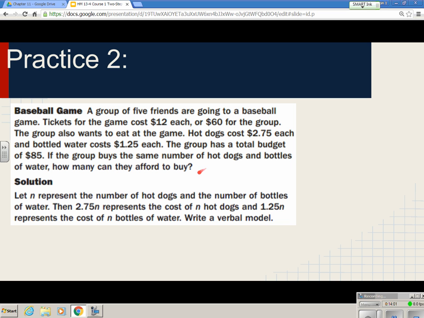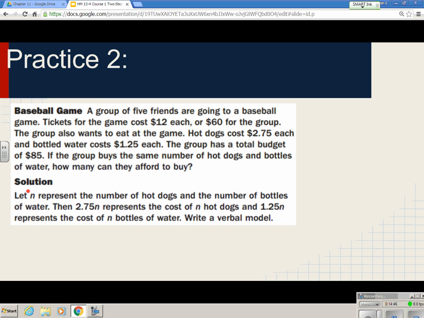Now, here's a couple things to help you to answer this. First, you can let n represent the number of hot dogs and the number of water bottles. So basically, $2.75 times n will represent the cost of hot dogs, and $1.25 n represents the cost of bottles of water. So write out a verbal model, or write an equation, and then solve it. That's how you're going to do this. So go ahead and work on this. Come back when you think you got the right answer, and I will show you how I'm going to solve it using the equation that I'm going to write from this problem. But give it a shot on your own first.